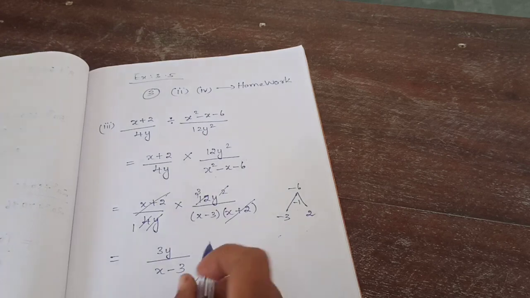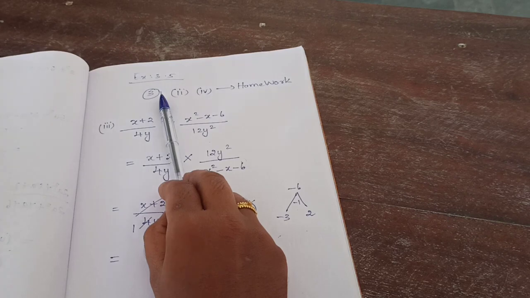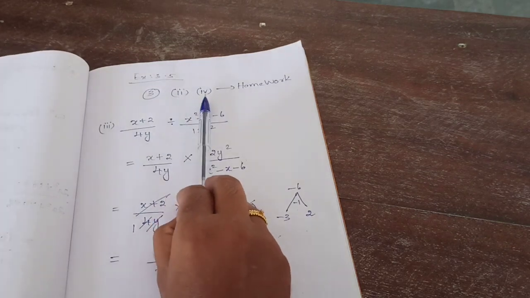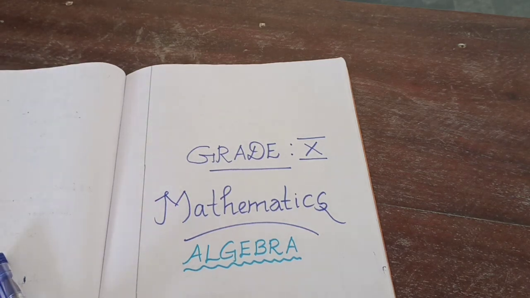That's all for this question. And compulsorily you need to do the homework: Exercise 3.5, third question, that is the second and fourth problems. That's all today's portion. And the remaining two problems, we can solve in the next class.